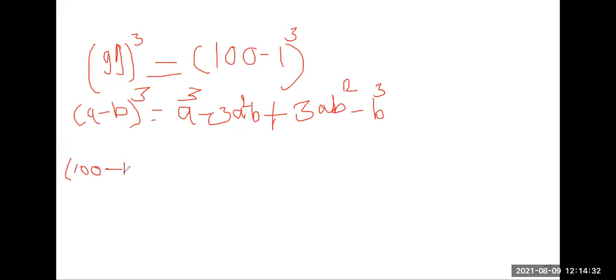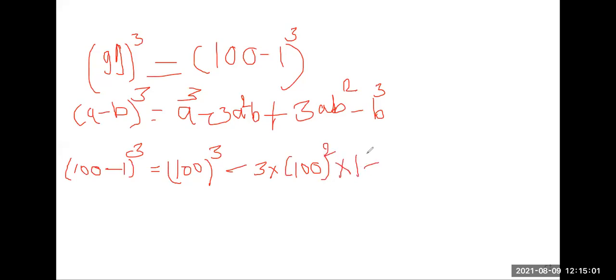Now here, instead of a and b, we have to take 100 and 1. So (100 minus 1) cube is equal to 100 cube minus 3 into 100 square into 1 plus 3 into 100 into 1 square minus 1 cube.